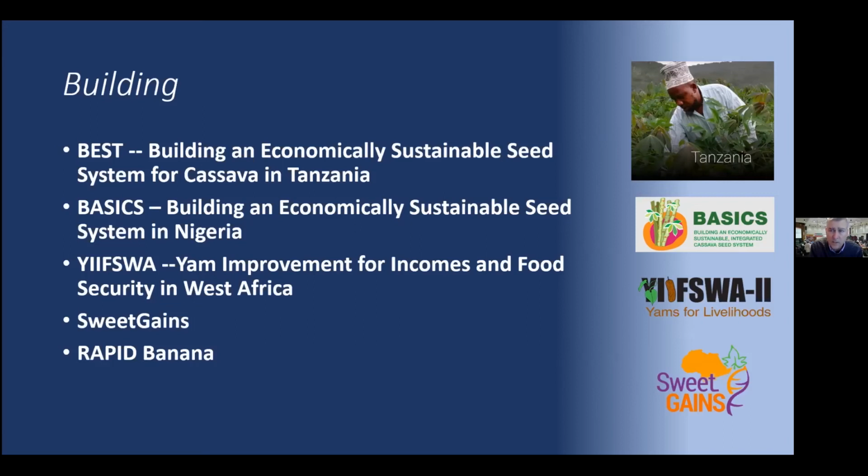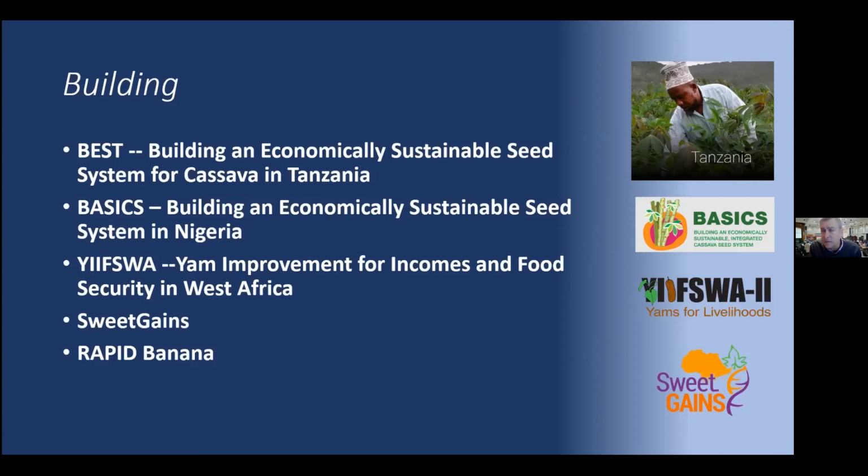A similar situation has been established in Nigeria under the BASICS Project, which has set up a series of cassava seed entrepreneurs. I think there's over 300 of them now in Nigeria who are sourcing early generation seed from a couple of new enterprises that have been set up to produce early generation seed of cassava, both in the government with Umudike Seeds and with IITA with Go Seeds. And that system is becoming functional right now.